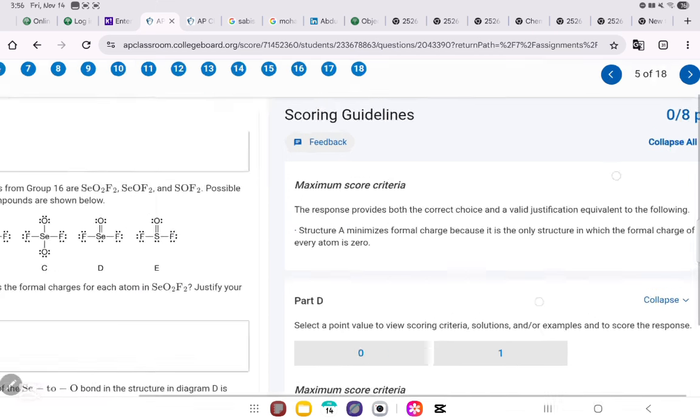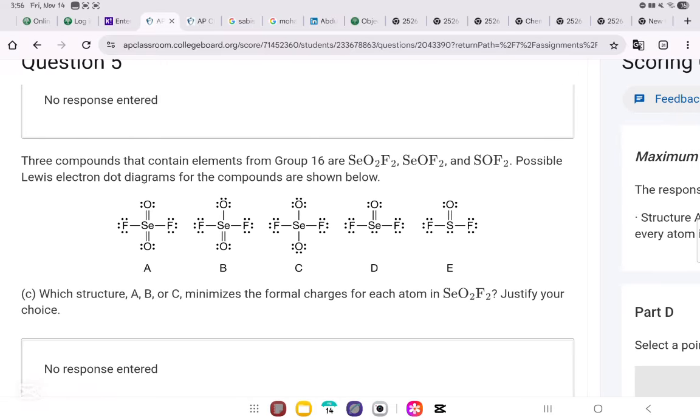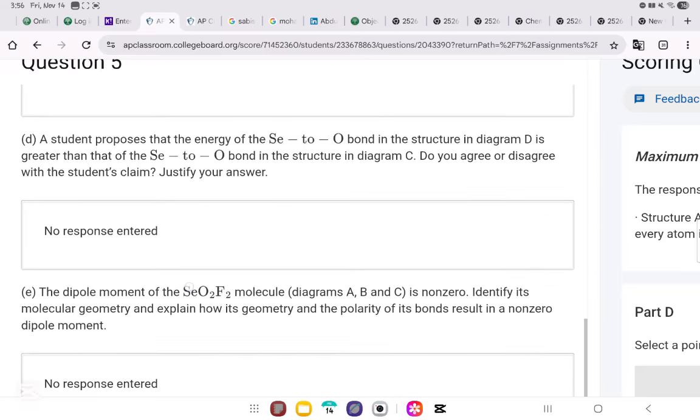Yes, correct. Structure A minimizes formal charge because it's the only structure in which the formal charge of every atom is 0. Okay, so perfect. If you check all of the other surrounding atoms, you will see that they're not 0 except in A. All other surrounding atoms are 0. We'll move on to part D.